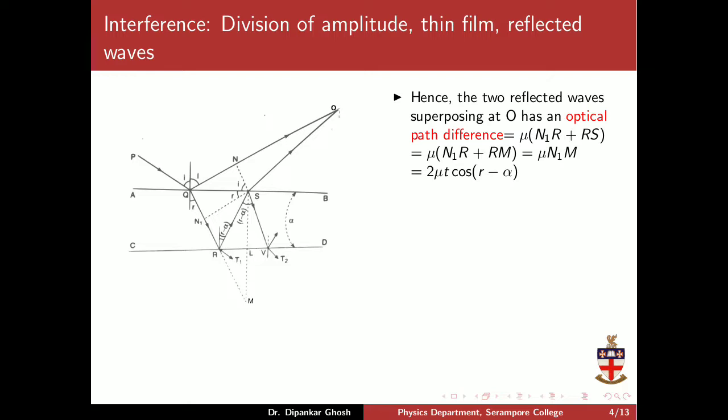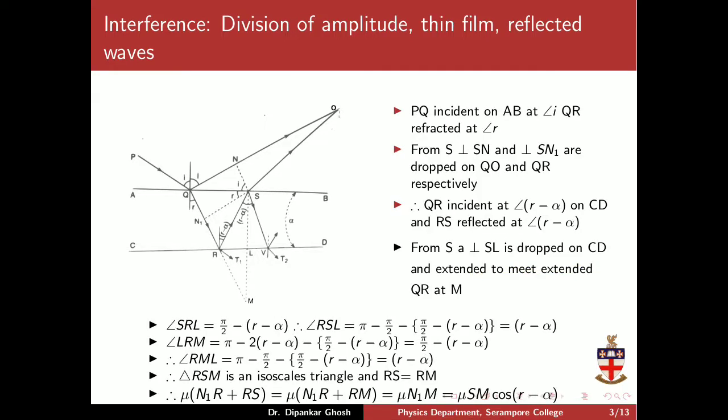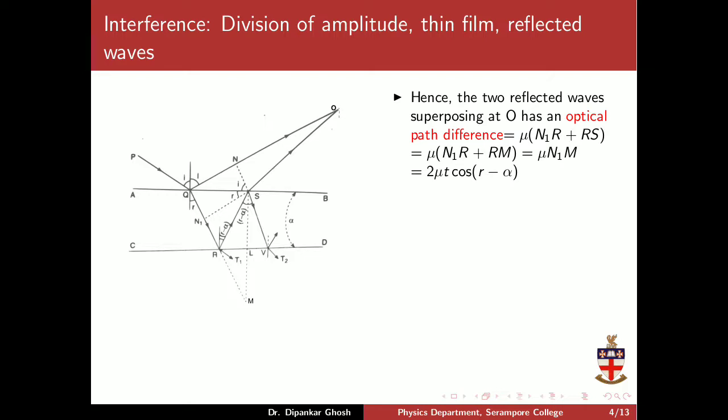Hence, the two reflected waves superposing at O have an optical path difference equal to 2 mu t cos(r minus alpha). Okay, why? Why twice mu t cos(r minus alpha)? We had obtained mu SM cos(r minus alpha). What is SM? SM is SL plus LM. You know, in an isosceles triangle, SL and LM will be equal, so we can write SM as twice SL. Now, twice SL is nothing but the thickness of the film at the location S, and we have represented the thickness by small t. So the path difference becomes 2 mu t cos(r minus alpha).